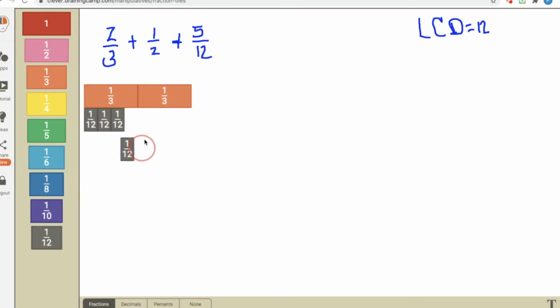You can do this at home if you want to draw something on a piece of paper, or if you want to log on to your Brainy Camp in Clever and do this as well. All right, there we go. So how many is that? 1, 2, 3, 4, 5, 6, 7, 8. So that is 8/12.